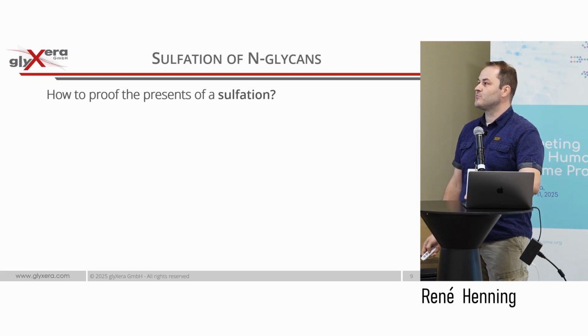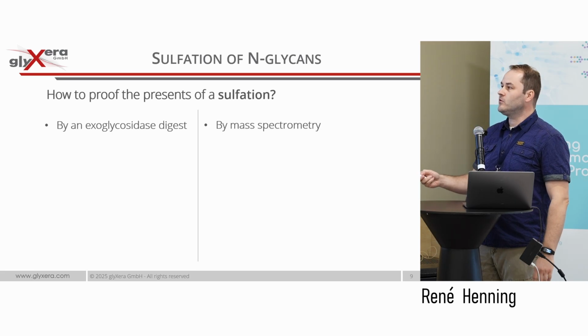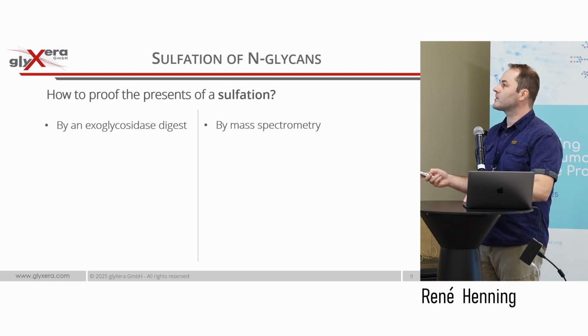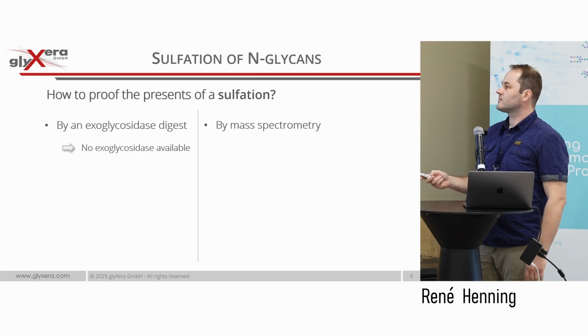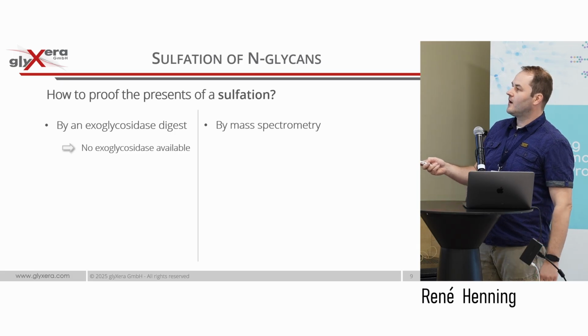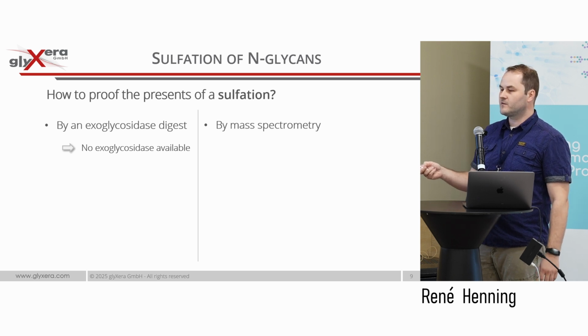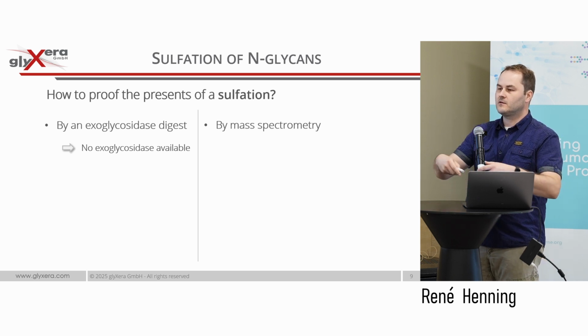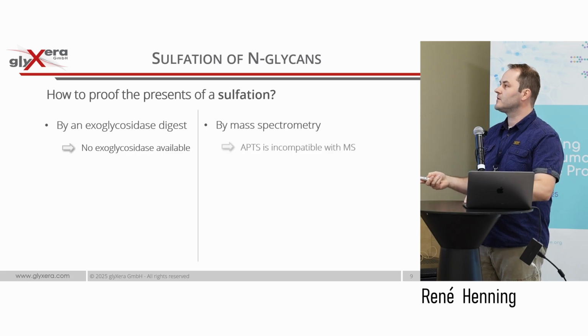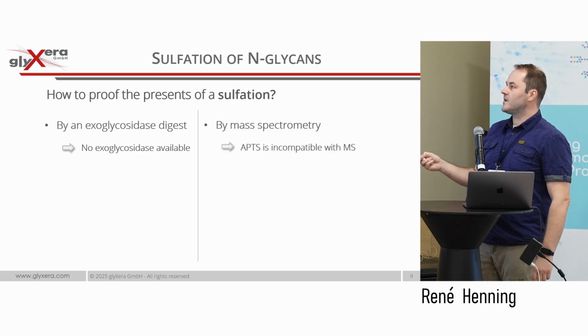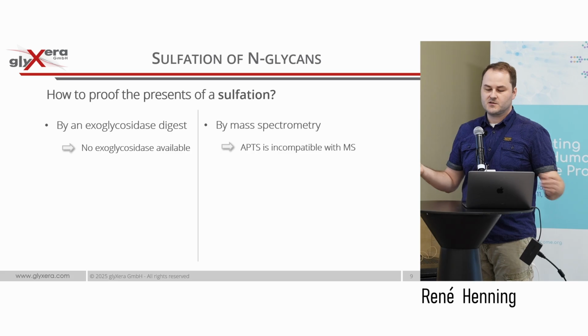But actually, how can you prove that it's sulfation? You can take an exoglycosidase digest, or you can do mass spectrometry analysis. But unfortunately, there is no exoglycosidase available, at least not at this time, where you can only say, I'm adding it and it's cleaving my sulfation, and that's it. And unfortunately, APTS is more or less incompatible with MS, so you can actually not detect it.